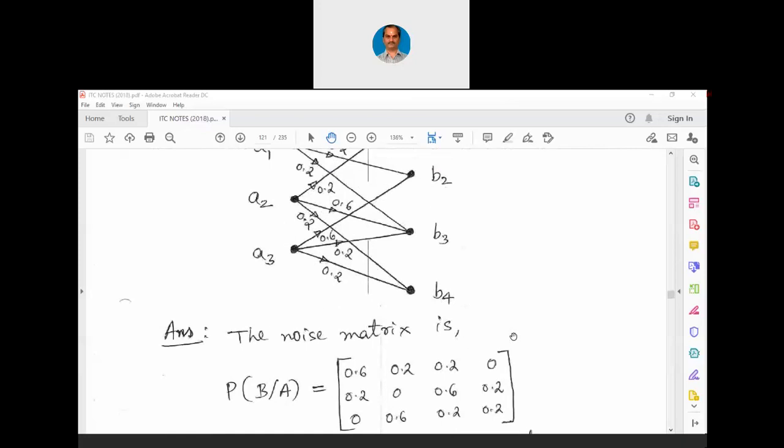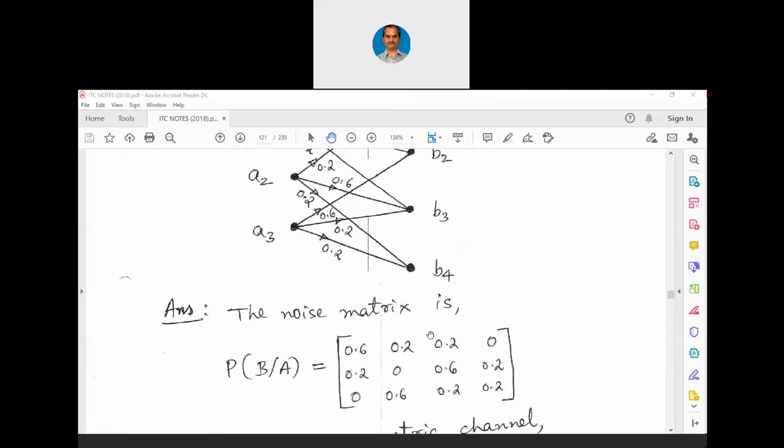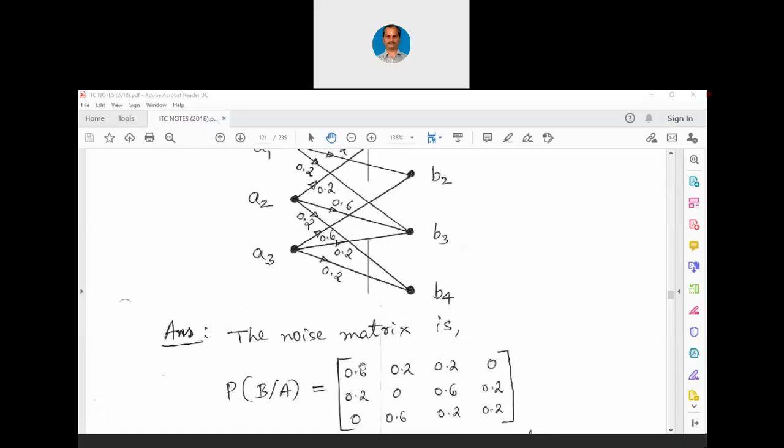So now the noise matrix we can write, P of B slash A equals, as per the given values, 0.6, 0.2, 0.2, 0.2, 0.6, 0.2, 0.6, 0.2, 0.2. So you can see it is a symmetric channel itself. It is a uniform channel. Even though there are four destination symbols, three source symbols, still the matrix is uniform as per our definition, because all the rows contain the same elements but in different orders.